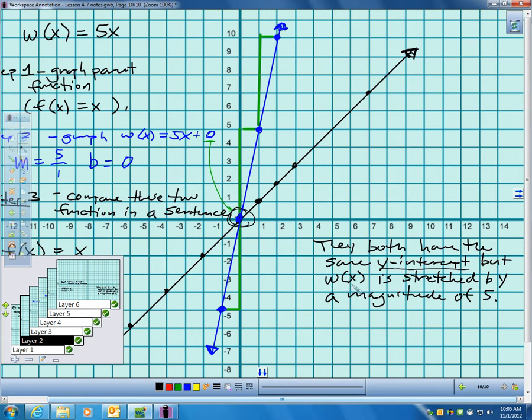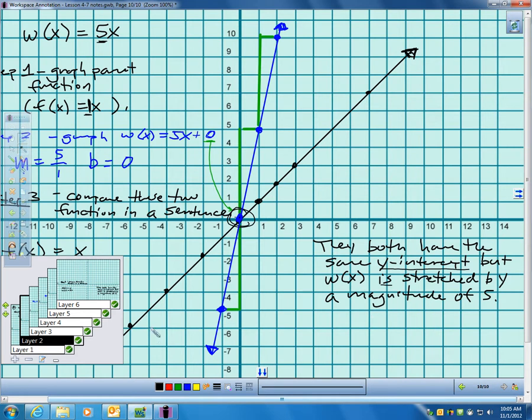However, w of x, it's steeper. We don't use the term steeper in algebra. We would call that a stretch. w of x is stretched by a magnitude of 5. That means the slope of w of x is 5 times greater than the slope of the parent function. Now that should make sense, right? If the slope here is 5 and the slope here is 1, the slope is 5 times greater. So we would just say in words that the slope of w of x is stretched by a magnitude of 5.